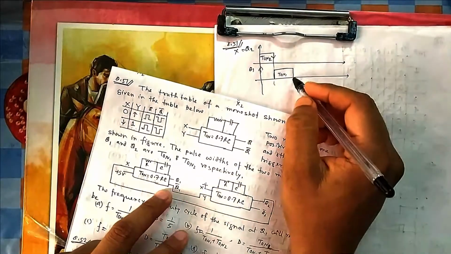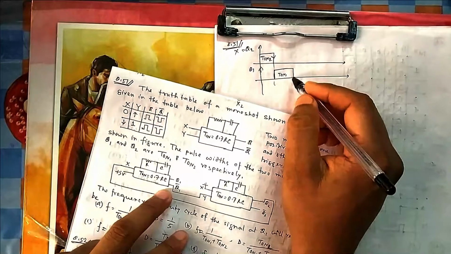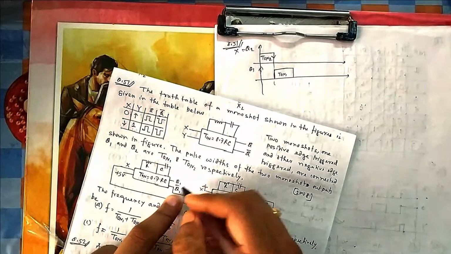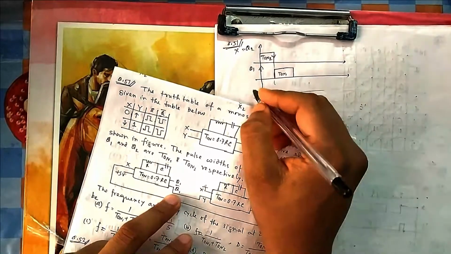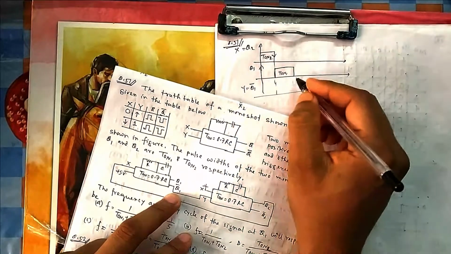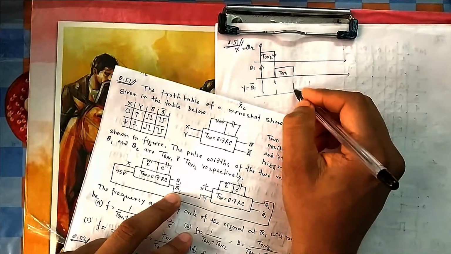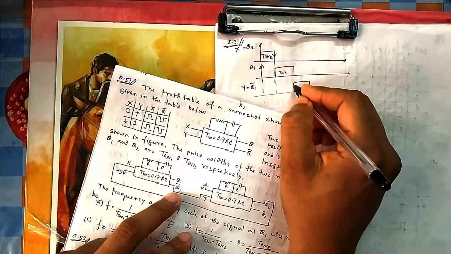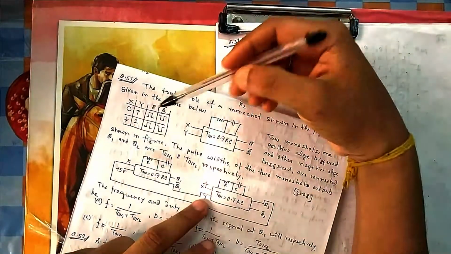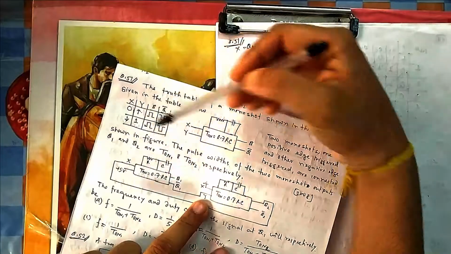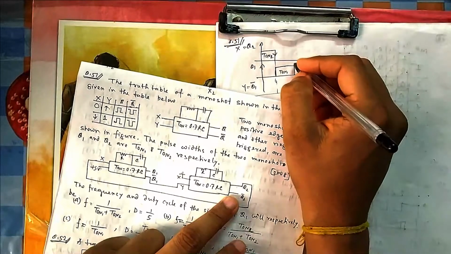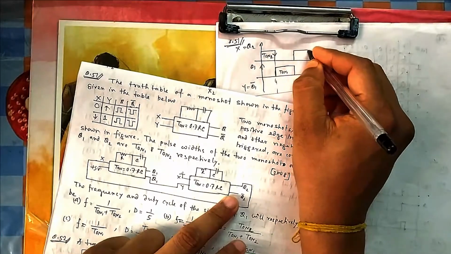Once Q1 gets down, then Q1 bar will come up. If you draw Q1 bar, which is nothing but your y, once Q1 gets down, then Q1 bar starts up. Because y is going up and x is 0, you see the truth table: if x is 0 and y is going up, then this output will become 1. So Q2 will now become 1.